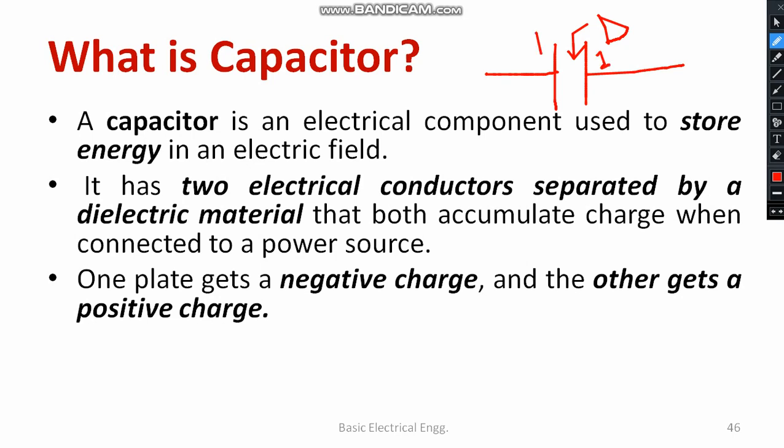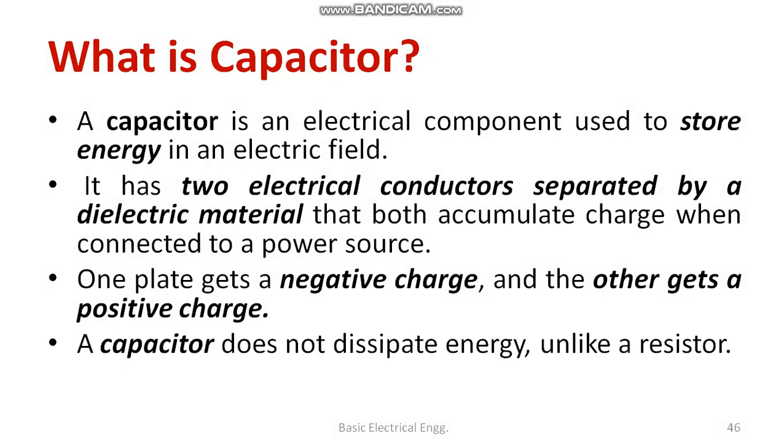One plate will be having positive charges like this. The other plate will be having negative charges. So you have to remember in this fashion. One plate gets negative charge and the other gets positive charge. That's the speciality of capacitor. A capacitor does not dissipate energy unlike resistor. In case of resistor, it dissipates energy, but capacitor does not dissipate energy.